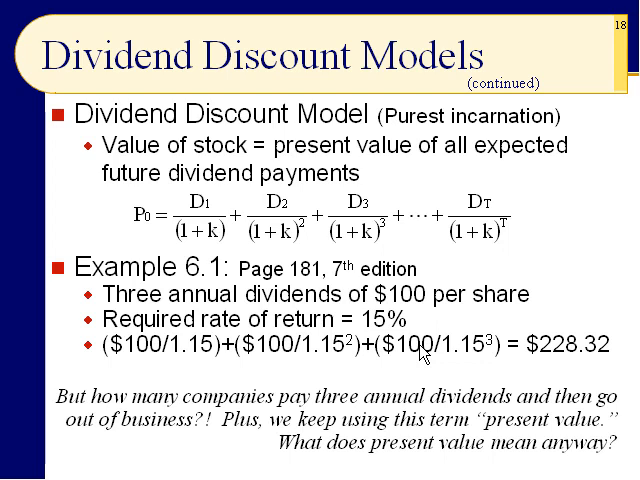So we believe that if we require a 15% rate of return, which I think is unrealistic, but hey, let's do it for the sake of argument. This stock that's going to pay us $100 in year 1, $100 in year 2, $100 in year 3 would be worth $228.32.